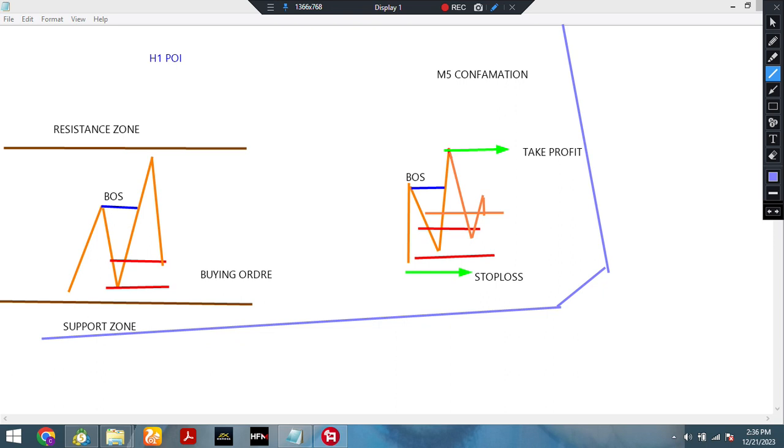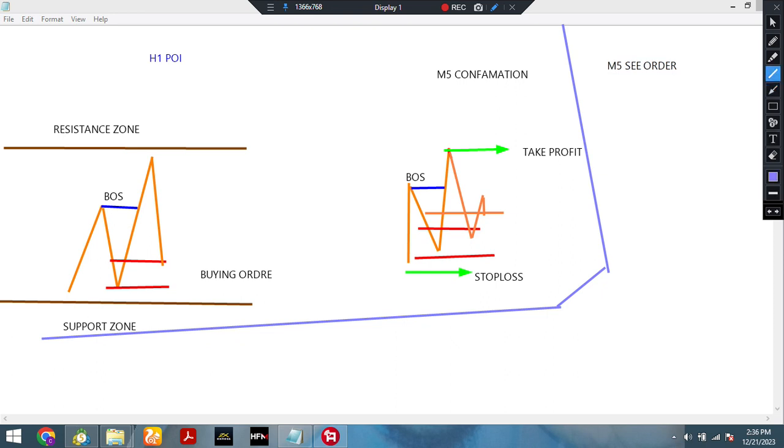So in that case, you see in your 5 minutes now, this is 5 minutes. Let me state it clearly. 5 minutes, M5, M5, sell zone, sell order. Let me just put it, sell order. So this is what you are expecting to see in your 5 minutes.